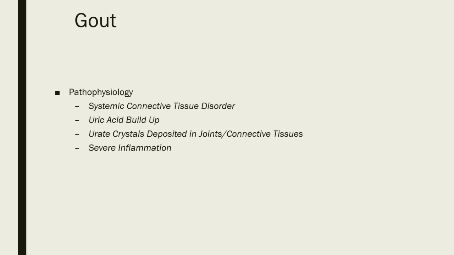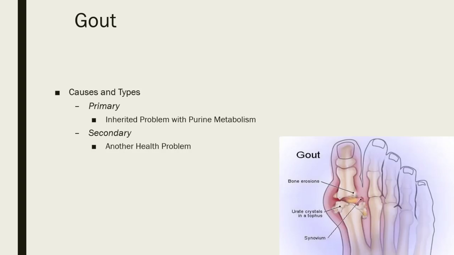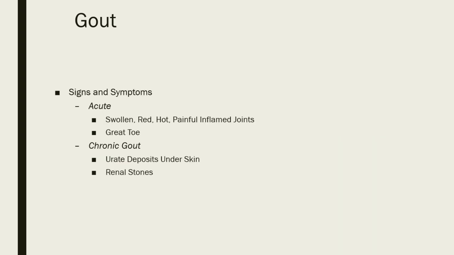And we have gout. This is a systemic connective tissue disorder where uric acid is built up. This causes urate crystals to be deposited within the joints and connective tissues and results in severe inflammation. Primary cause is an inherited problem with purine metabolism. Your secondary cause is often associated with other health issues.